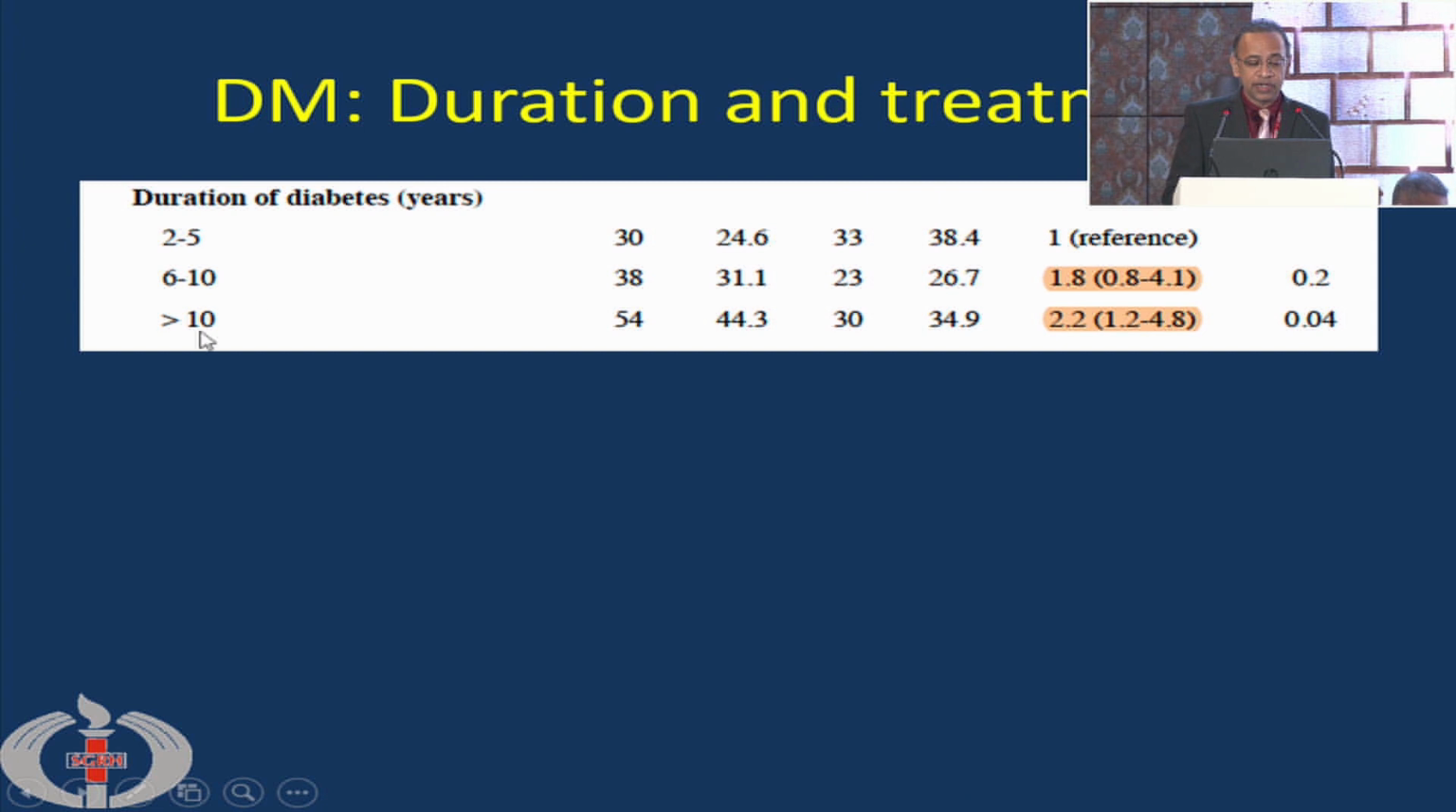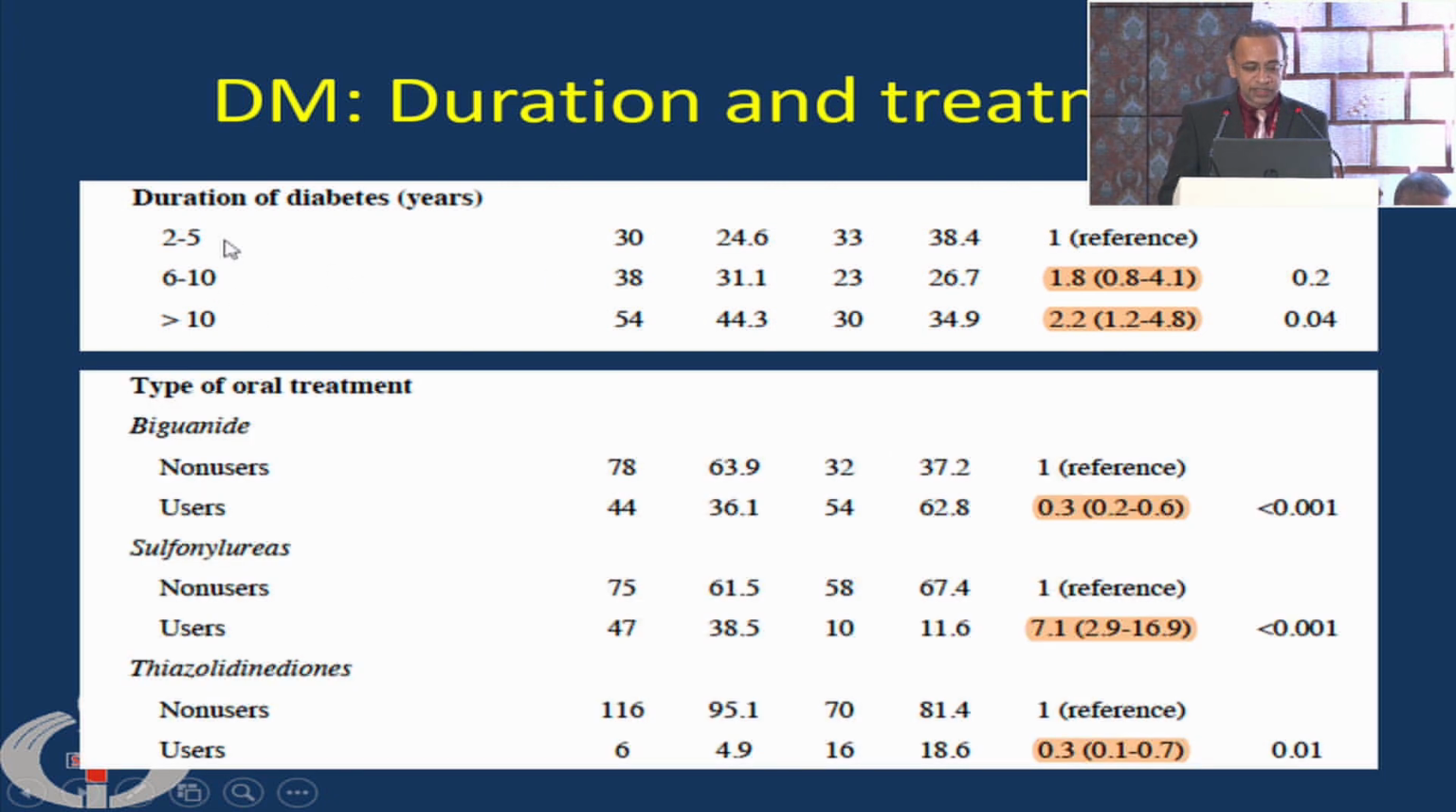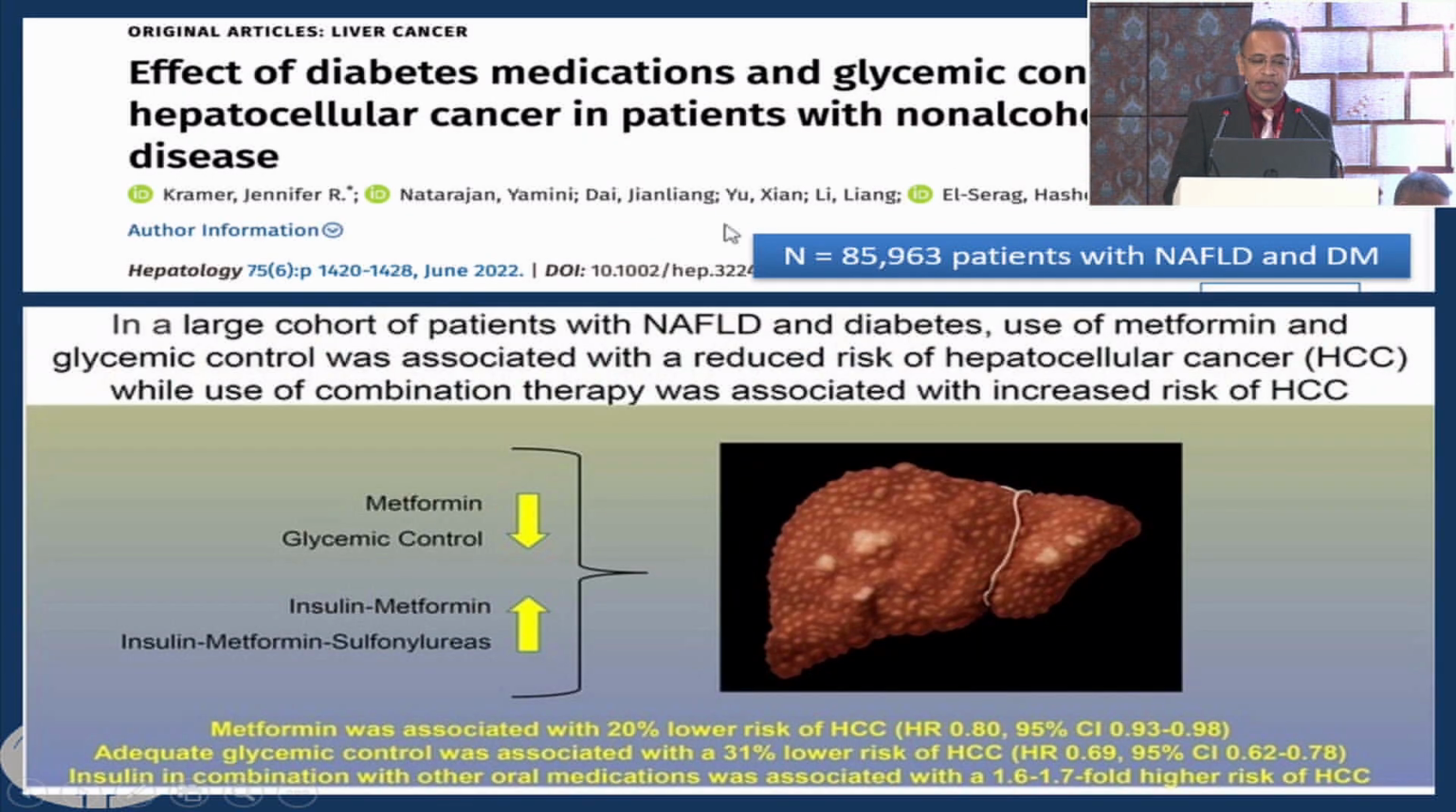Patients having diabetes of more than 10 years are at much higher risk as compared to those having diabetes of less than 10 years or less than 5 years. And also what treatment the person is receiving. If the diabetic patient is receiving biguanides, then the risk of HCC is lesser. So metformin is protective. Another study looked at 85,000 patients, where the effect of diabetes medicine and glycemic control was examined, and it was found that metformin is protective, and if the person has good glycemic control, then these patients have a lesser chance of HCC as against patients taking other drugs like insulin or sulfonylureas.